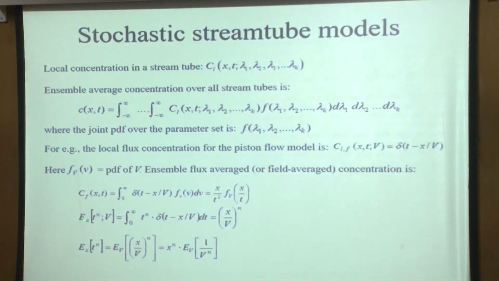I can find the expected value of the travel times. That is simply t of x equals x over v. So I have x over v to the power of n, but since v is a random variable and x is a given distance, I can essentially write it like this.